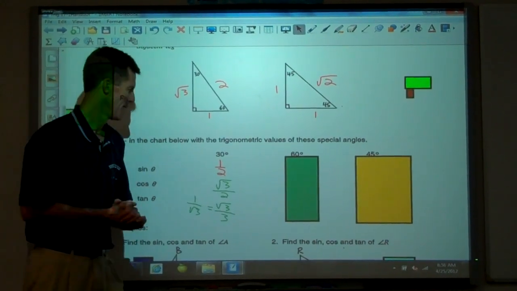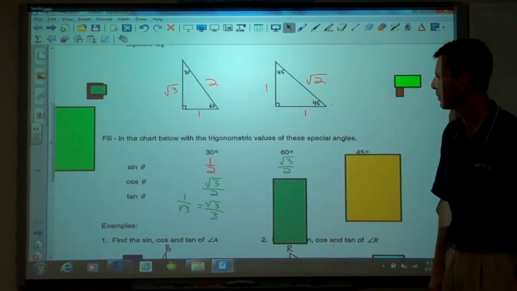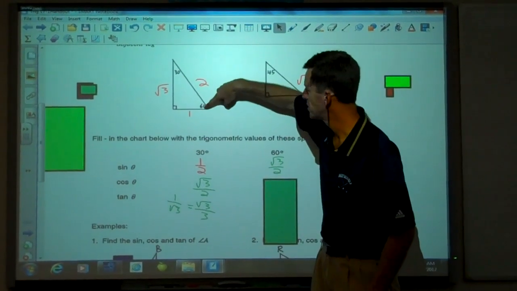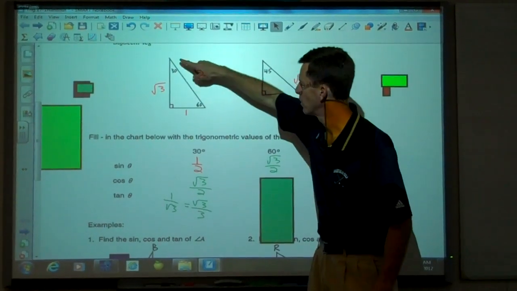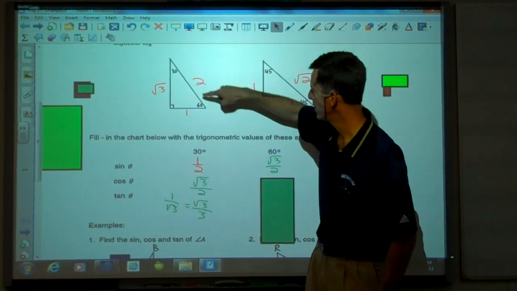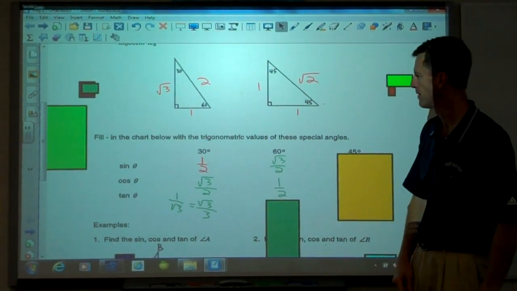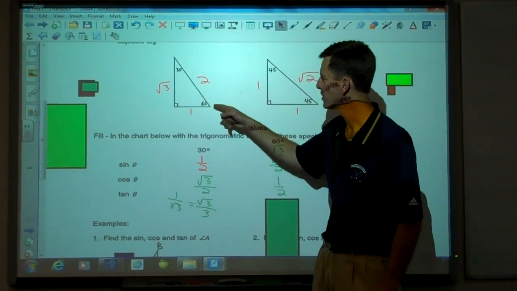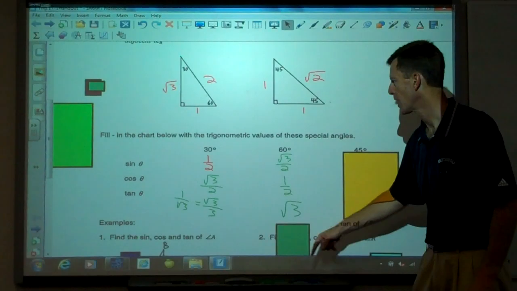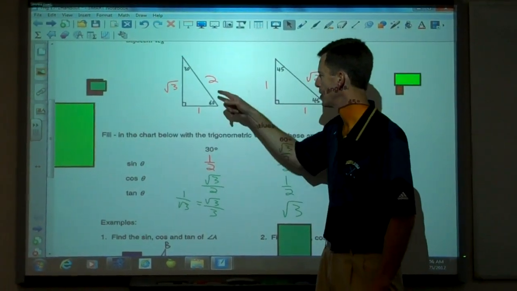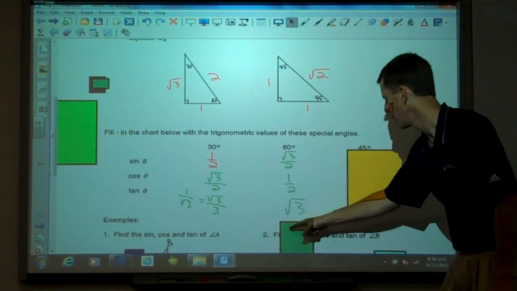And we're back. Sine for the 60, you should have gotten root 3 over 2. Here's the 60, so its sine is opposite, which would be root 3, over the hypotenuse, which is 2. Cosine is 1/2. Now we're working with this angle, so it's adjacent over hypotenuse. And you should have gotten root 3 for the tangent. Opposite over adjacent, root 3.